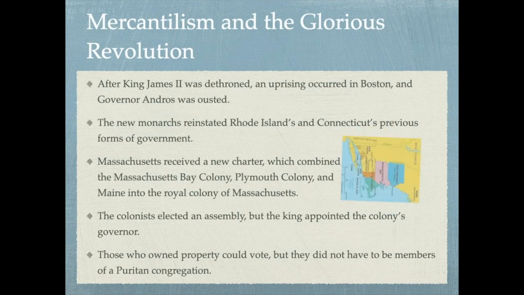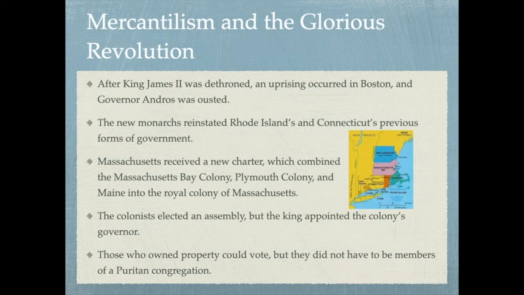After King James II was dethroned, an uprising occurred in Boston, and Governor Andros was ousted. The new monarchs reinstated Rhode Island's and Connecticut's previous forms of government. Massachusetts received a new charter, which combined the Massachusetts Bay Colony, Plymouth Colony, and Maine into the Royal Colony of Massachusetts. The colonists elected an assembly, but the king appointed the colony's governor. Those who owned property could vote, but they did not have to be members of the Puritan congregation.